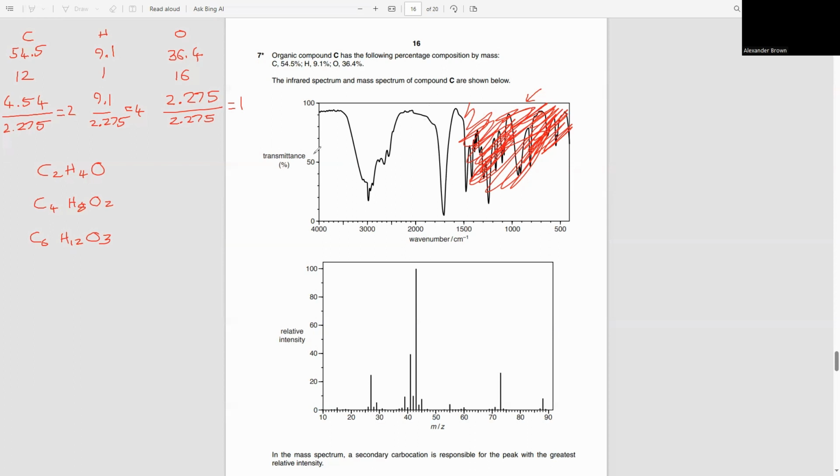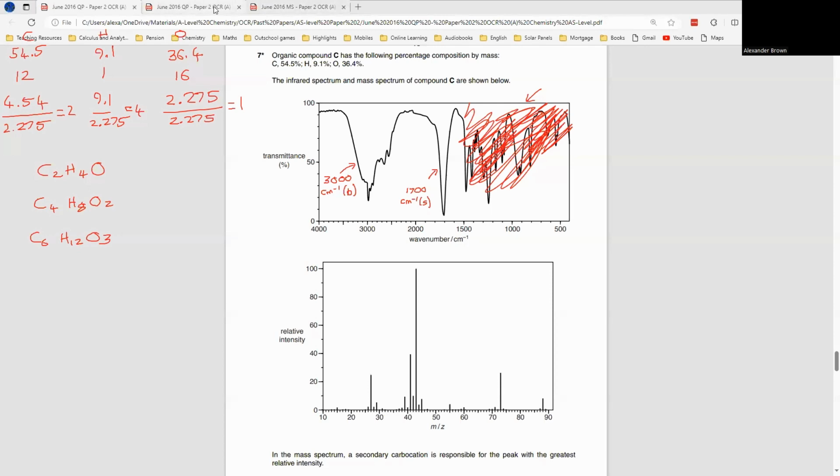So what I would do is label the peaks now. This one here is at 1,700 centimeters to the -1, and it is sharp, so I put S in brackets to say that it's sharp, because it has a small peak width. This peak here is definitely broad, roughly about 3,000 centimeters to the -1, so we'll put B in brackets for broad. Now we need to take this peak information and look for it in the data sheet we're given for this past paper.